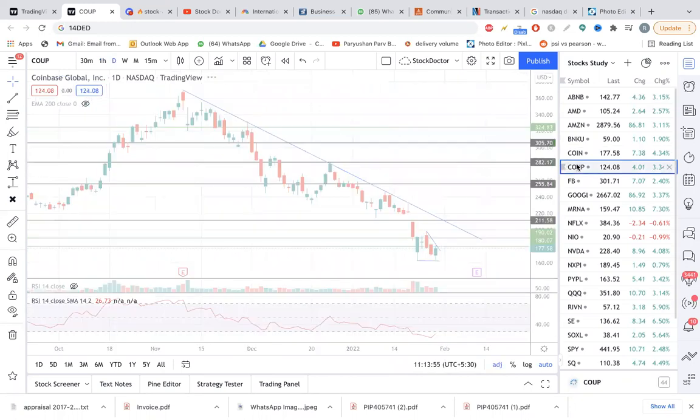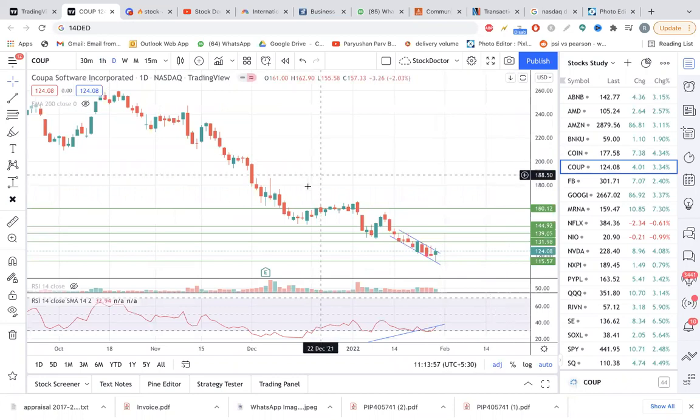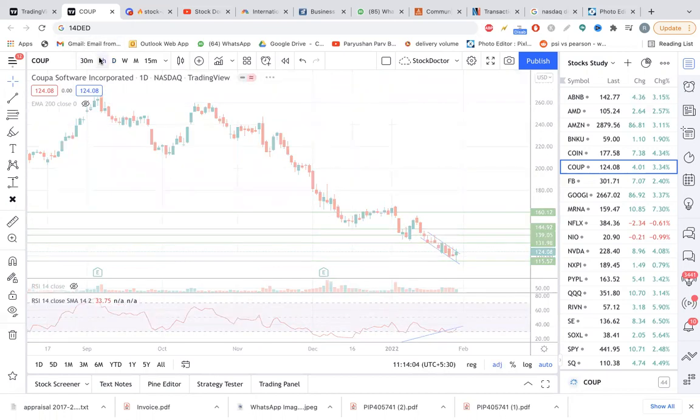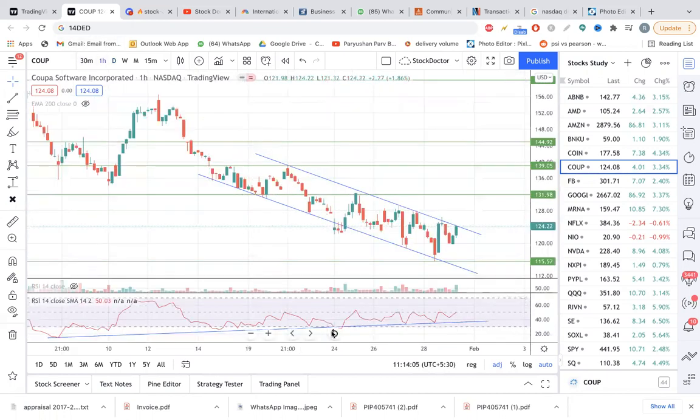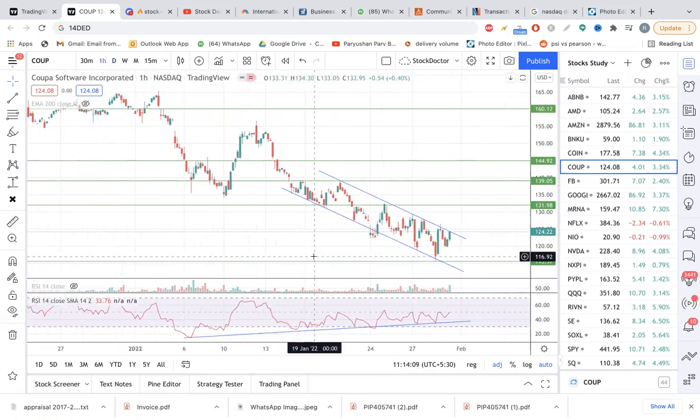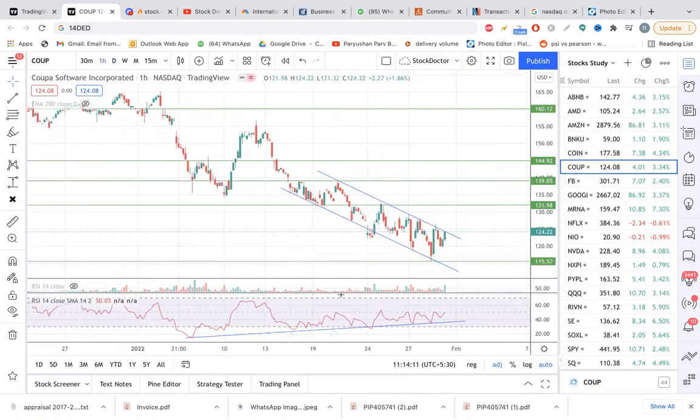Then we have this one, Coupa Software. If you can see here on the hourly time frame, a very interesting fact I can show you here. This is a divergence. Here the RSI is turning up. The stock has gone down for a long time.